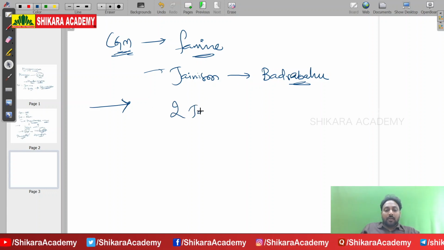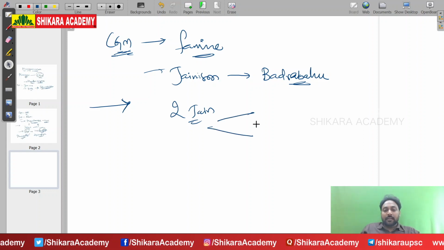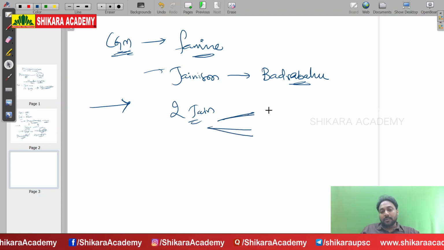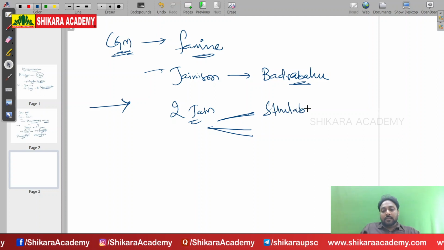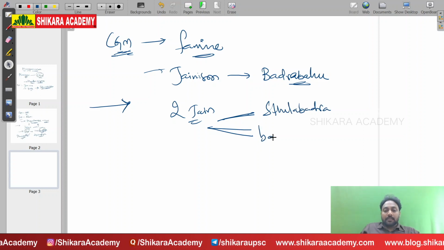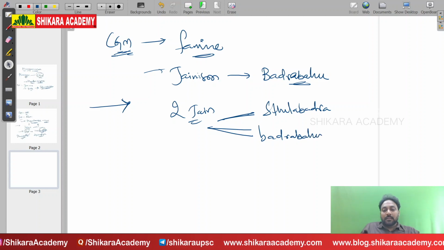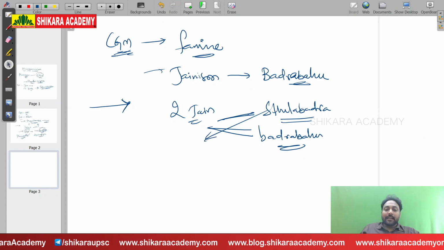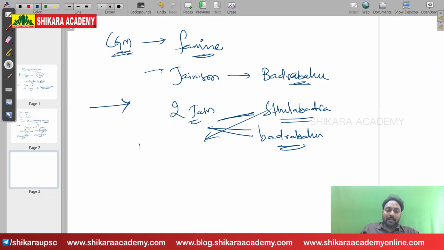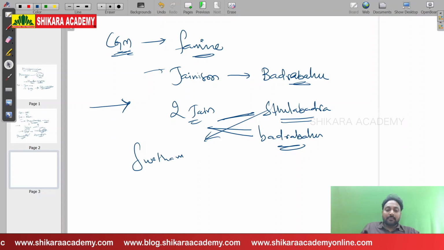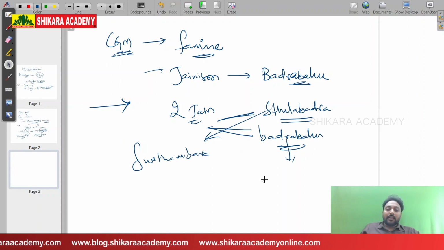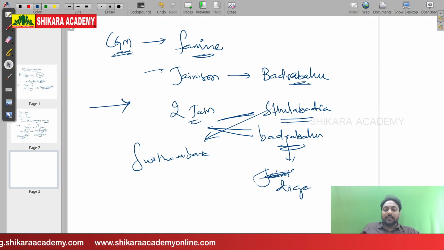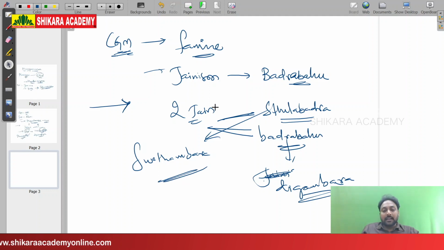So there are two Jain monks. This culture is very important: important Jain developments during the Chandragupta Maurya period. Stulabhadra and Bhadrabahu. Stulabhadra started a new sect in Jainism, as I told you already, called Shvetambara. And Bhadrabahu, I told you, brought Digambara Jainism.